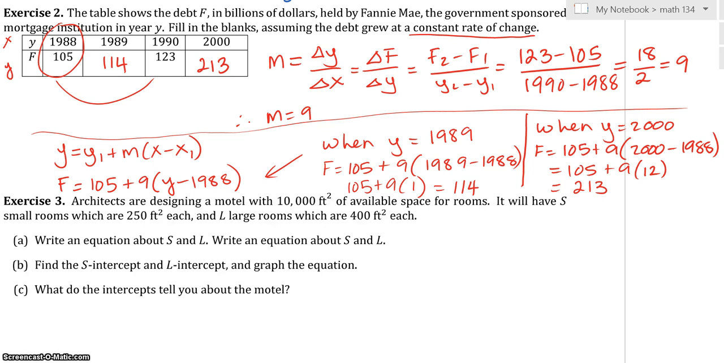Architects are designing a motel with 10,000 square feet of available space for rooms. It will have S small rooms, which are 250 square feet each, and L large rooms, which are 400 square feet each. Write an equation about S and L. They wrote it twice. You just need to do it once. Go ahead, pause, and then you can do part B, find the intercepts after that, and what do these intercepts tell you?